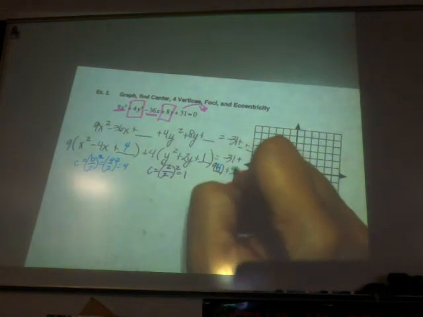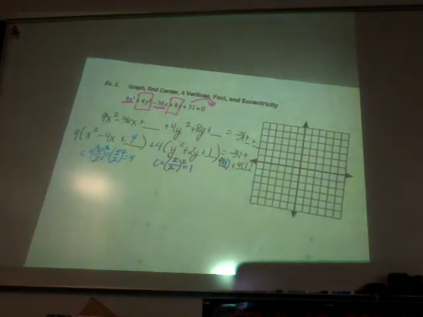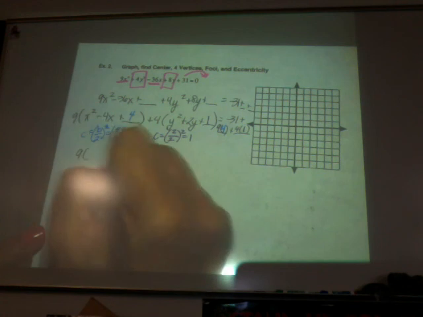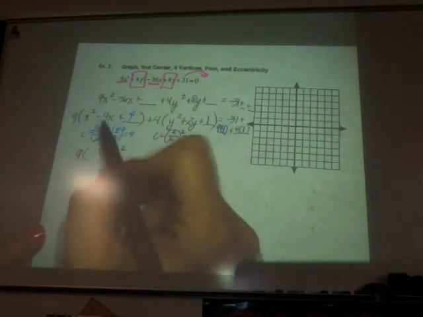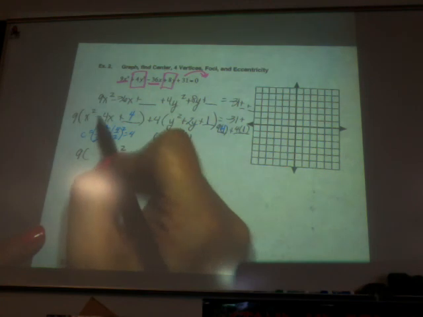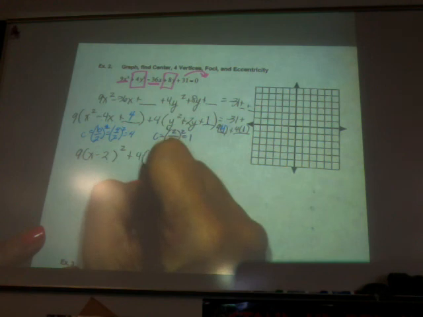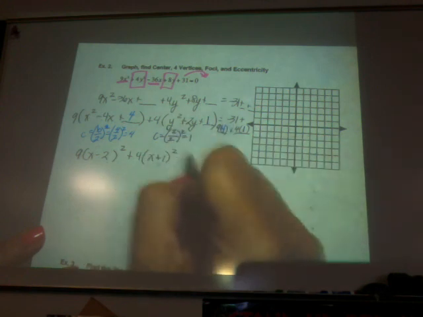So again, I'm doing 4 times 1, right? So then I have 9 parentheses squared. What goes in here? Your middle term is a minus. So isn't it x minus 2? Plus 4 times, what goes in here? Y plus 1 squared equals.